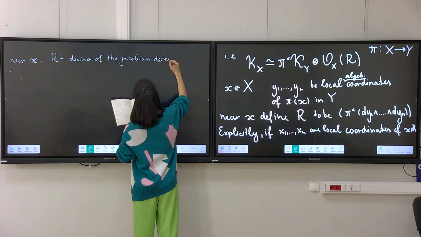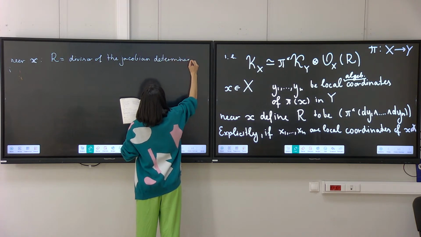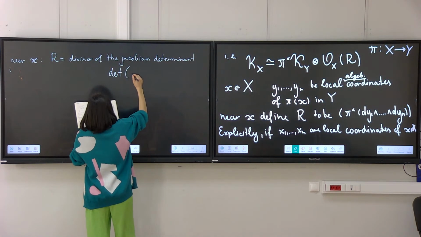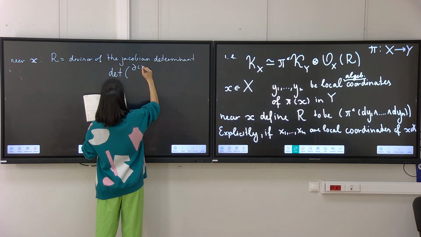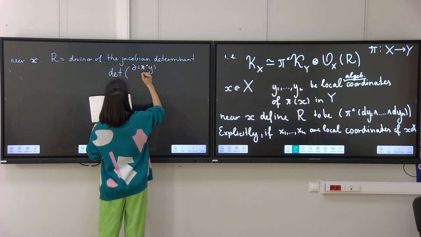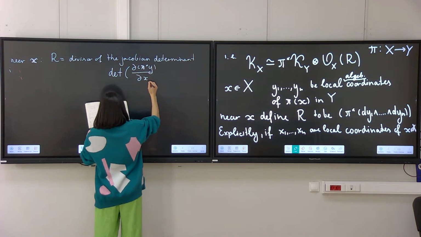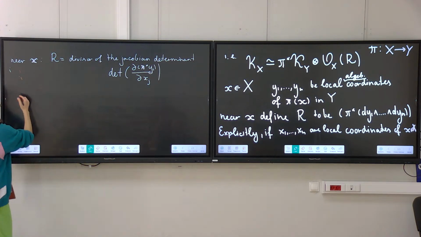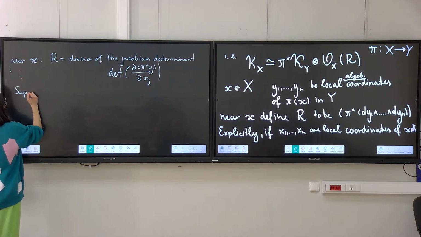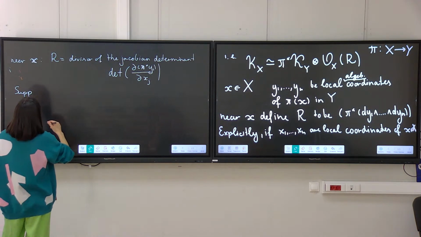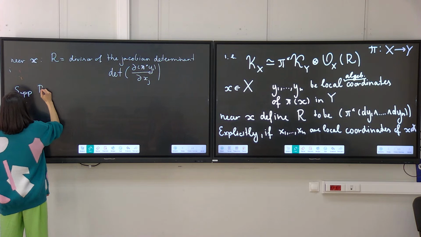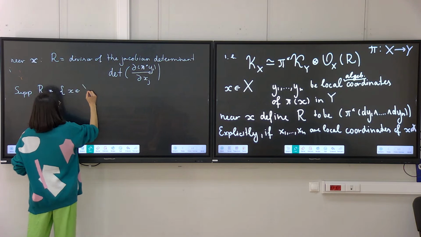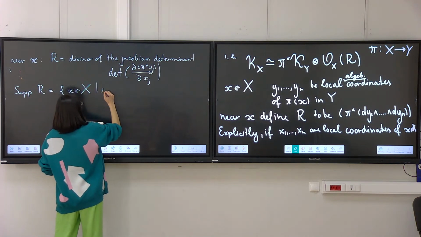Determinant of the pullback map. So the support of this divisor is just the set of points where the morphism is not smooth.